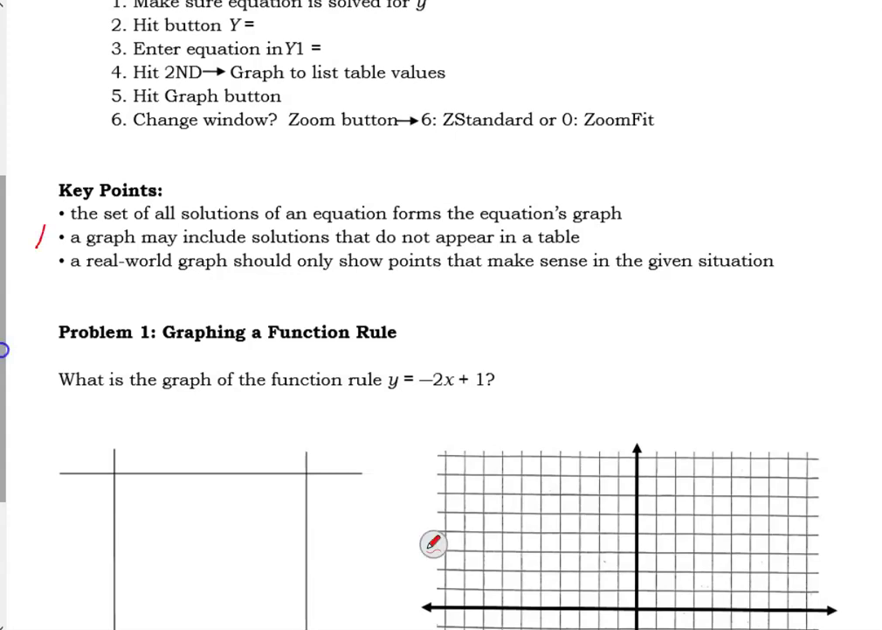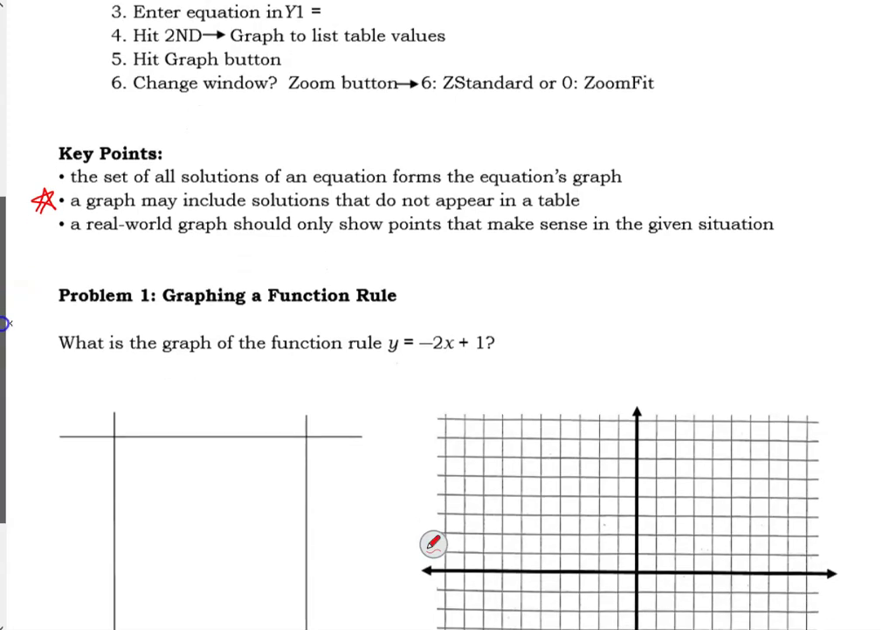This is kind of a big one because a lot of times I'll get tables from people and then they'll only graph what they see in the actual table instead of graphing the entire function. You have to remember that that table can go on indefinitely in both directions. Also, a real-world graph should only show points that make sense. So for example, if I'm talking about the number of hours that I work and the amount of money that I make, then I'm talking about positive numbers all the time.